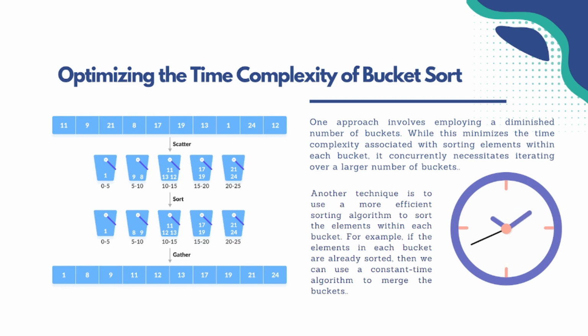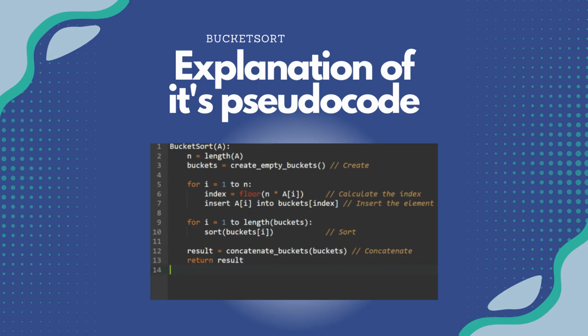Another technique is to use a more efficient sorting algorithm to sort the elements within each bucket. For example, if the elements in each bucket are already sorted, then we can use a constant time algorithm to merge the buckets. So here's a simple pseudocode for the bucket sort algorithm, and I will explain it further.